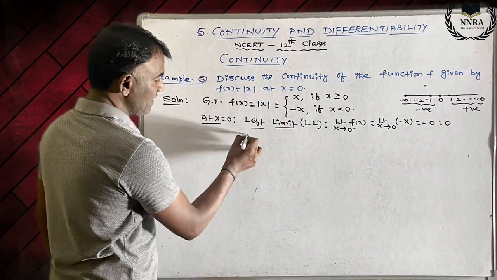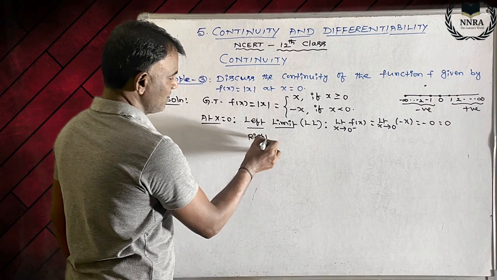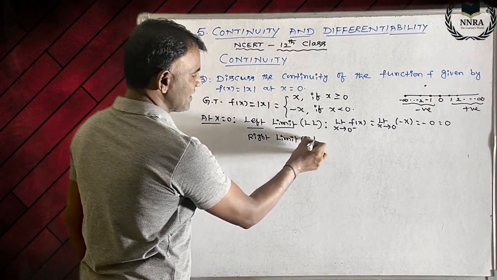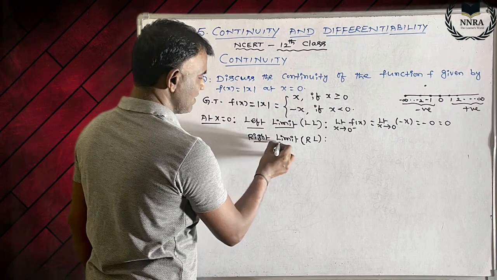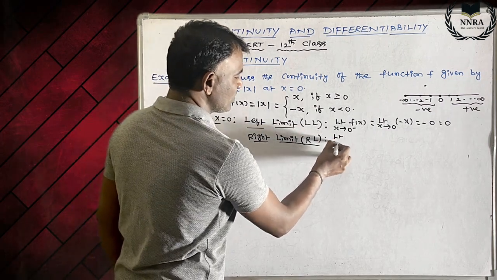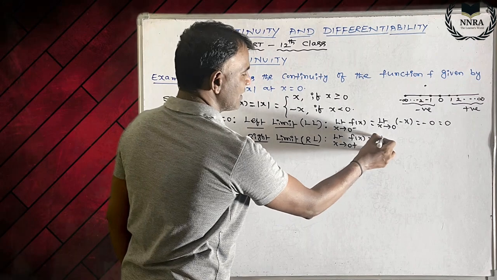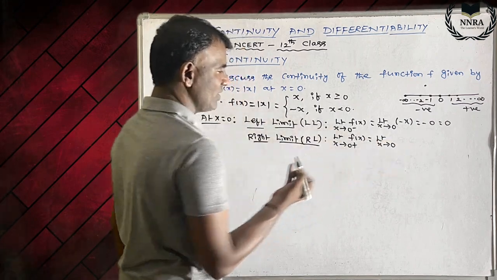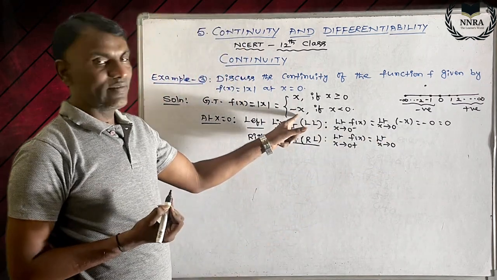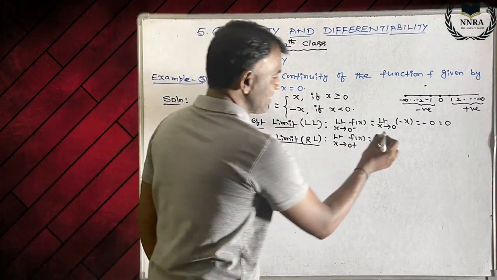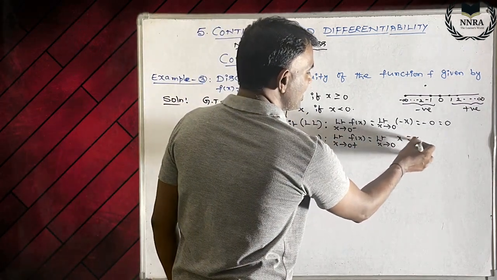And now we find right limit. So how to write this one? In brackets RL. Right? So limit x tends to 0 plus f(x). That is limit x tends to 0. If it is for left limit, then this is for right limit. What is that function? x. So 0.